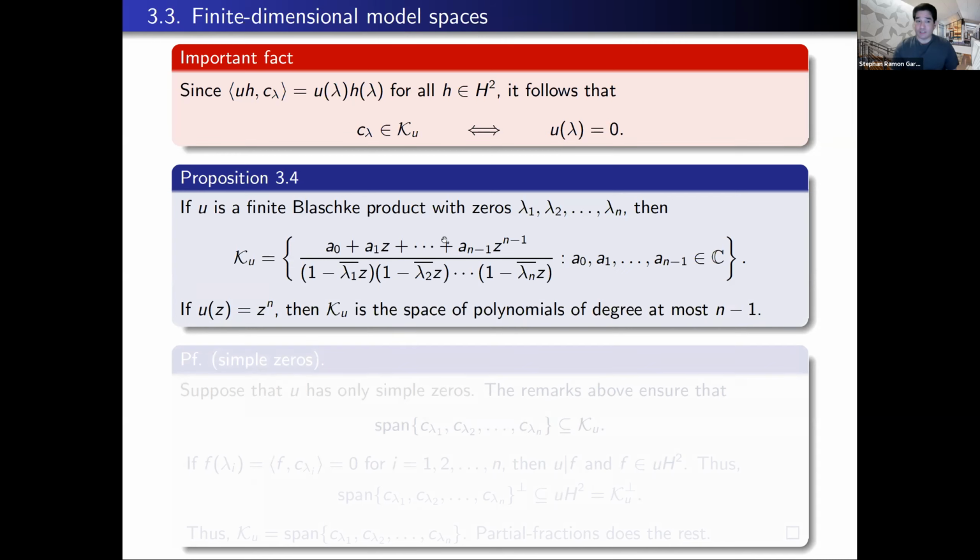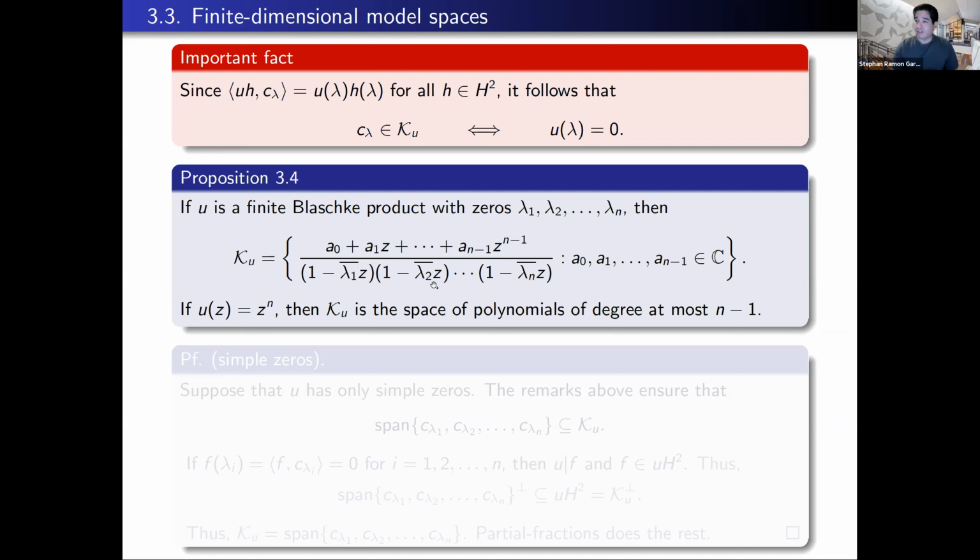So the result here is, if you've got a finite Blaschke product with zeros lambda 1 up to lambda n, you can write down every function in the corresponding model space Ku. It looks like this. You've got a polynomial of degree at most n-1 in the top, and then you've got these factors in the bottom.